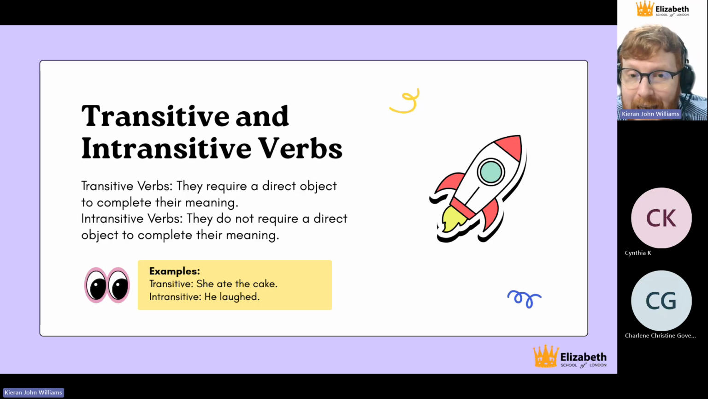But then we have, he laughed. You don't laugh something. So that is why it is intransitive. You don't laugh an object. If there is no object with it, it is considered an intransitive verb.